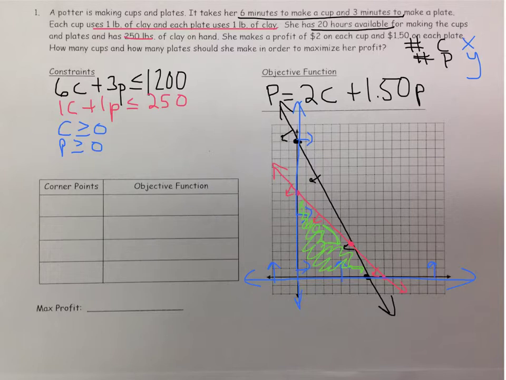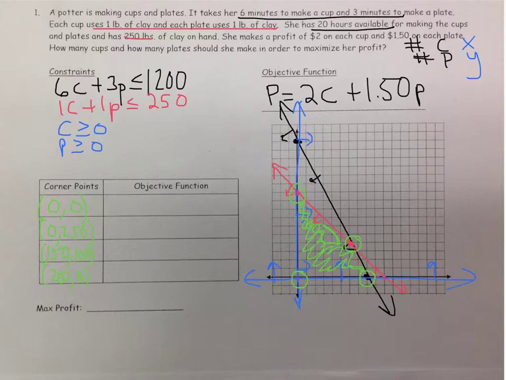All right, let's get these corner points. I've got one right here. That's 0, 0. I've got one up here. That is at 0, 250. I've got one over here. Remember, that one is at 150, 100. And then lastly, this one over here, we've got 200, 0. Excellent. We got all of our corner points.